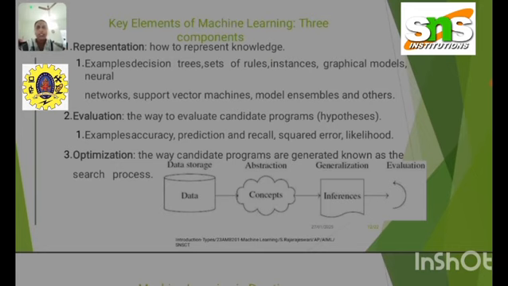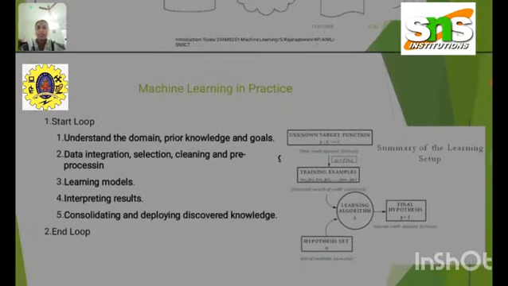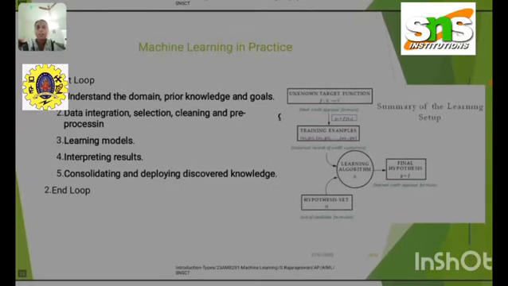We are going to see what is machine learning, the types of machine learning, and key elements of machine learning. That is, it has three components we have already seen in my last class. In this lecture video, we are going to see about machine learning in practice. That is, the start loop and end loop.